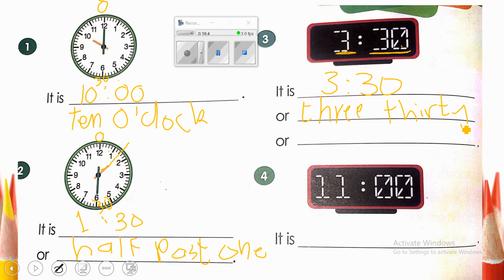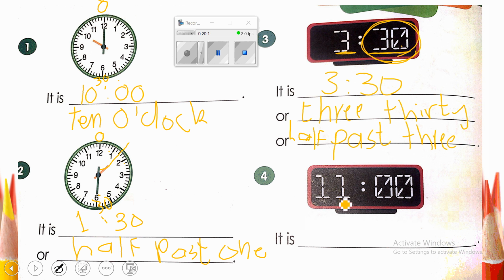Another way, using how many minutes for 30? Where are the hands? Yes, it's here, on 6, what I call 6. 30 minutes. Perfect. Half past. So it's half past 3.